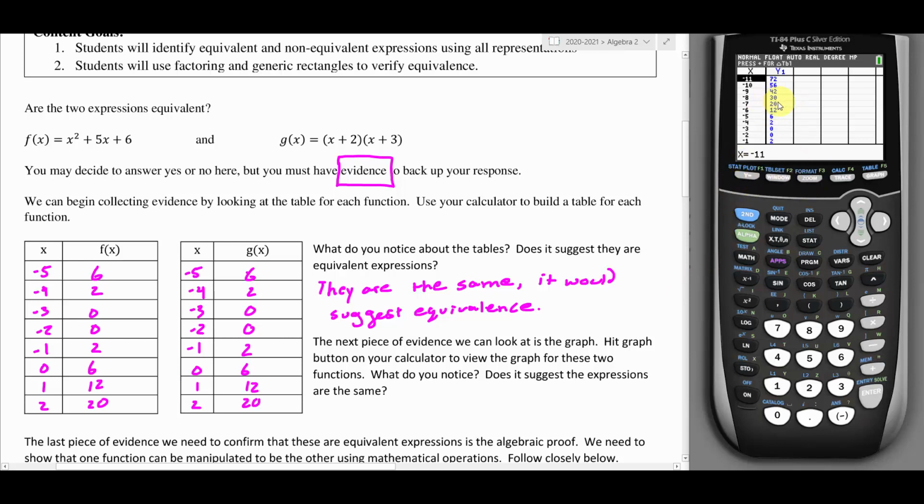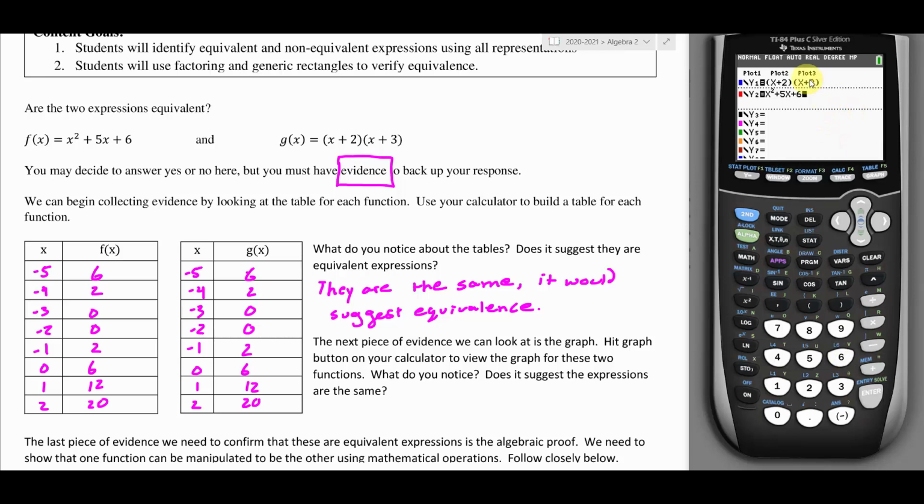So I'm just going to go straight from here, and I'm going to hit the graph button, and I should see a parabola pop up, and there it is, right? So there's my blue parabola, and this is representing g of x. Remember, when I go back to my y equals screen, I had g of x in there. So what I'm going to do is graph both functions at the same time. So I'm going to put f of x here in y2. So I'm going to say x squared plus 5x plus 6.